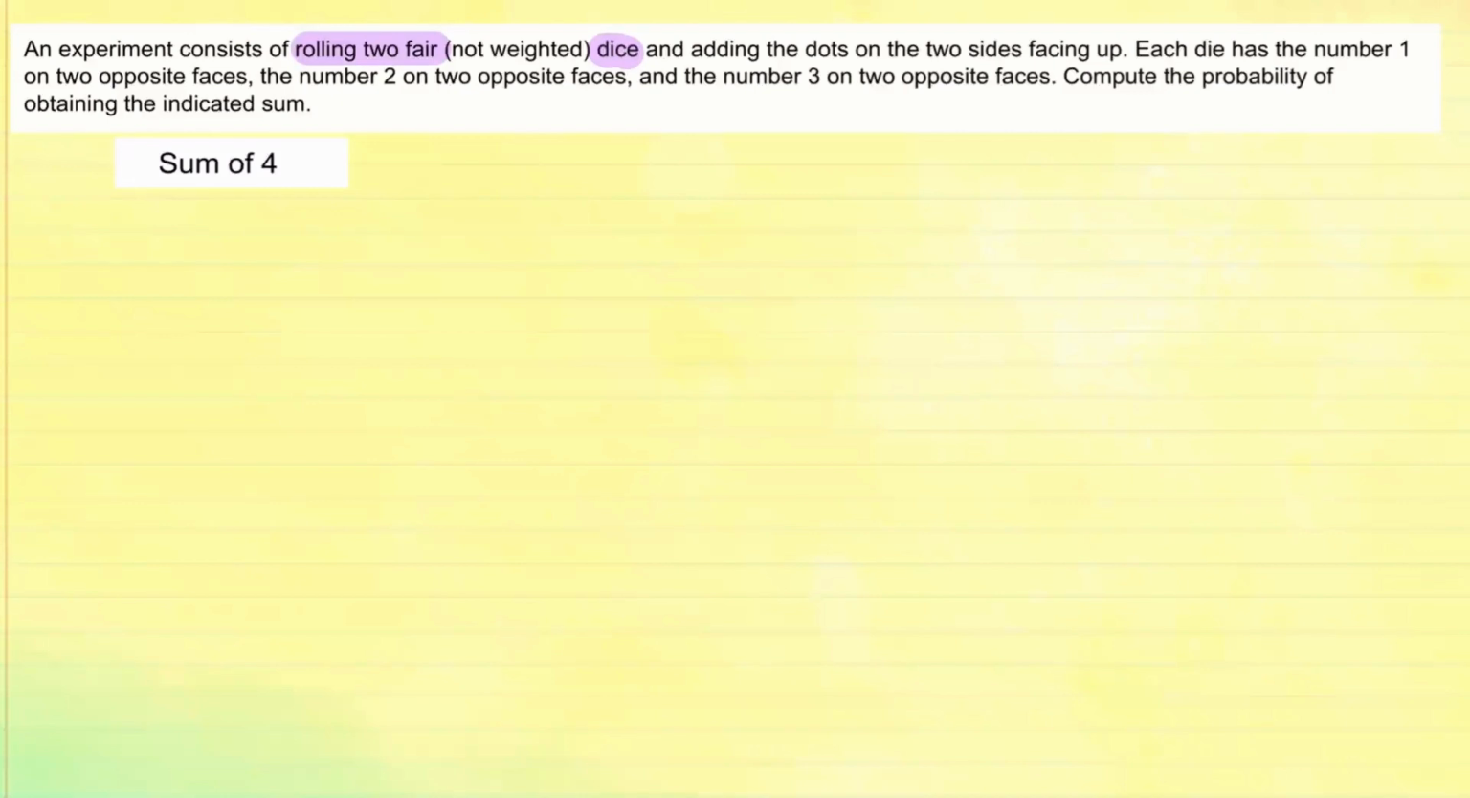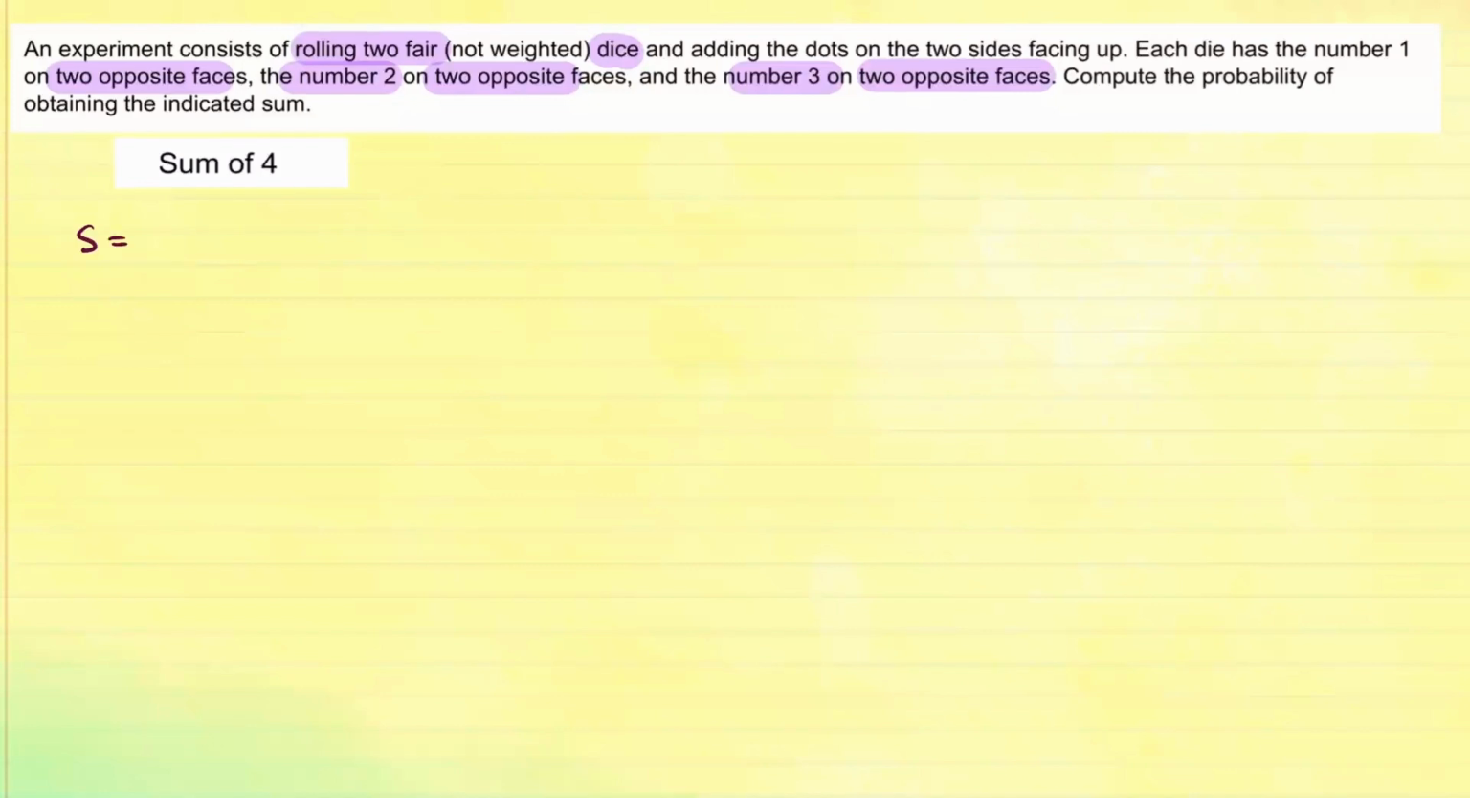So each die has the number 1 on two opposite faces, the number 2 on two opposite faces, and the number 3 on two opposite faces. So there are 6 faces, and the faces are 1, 1, 2, 2, 3, 3. So the numbers have been repeated twice. That means our sample space is going to have the following outcomes.